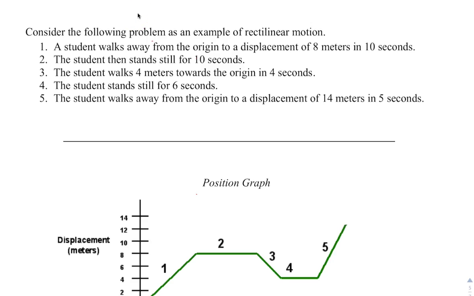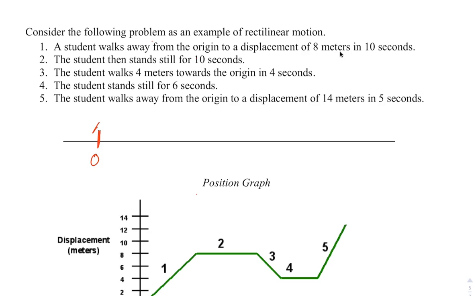Now let's look at a few rate of change problems. Consider the following problem as an example of linear motion. A student walks away from the origin to a displacement of 8 meters in 10 seconds. So let's just pick our origin over here. Let's say this is our origin. So right there, origin 0.